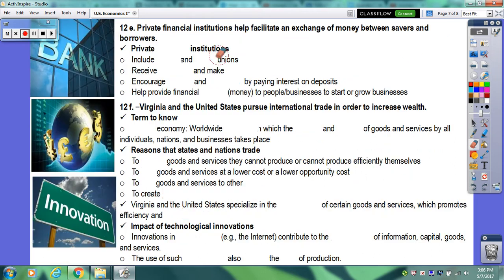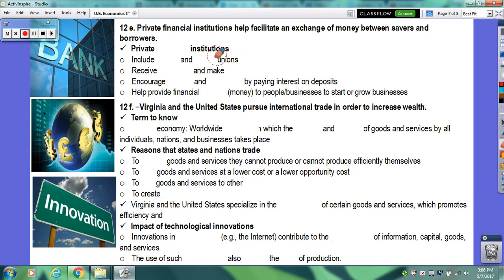So the next point here, financial institutions help facilitate exchange of money. So this is a bank. A private financial institution is a bank. So these include banks and credit unions. There's not a whole lot of credit unions. There may be some. Maybe you've heard of Navy Federal Credit Union or Apple Credit Union. But for the most part, they are going to be exclusive, and they only allow certain types of people with certain types of jobs to be a member.